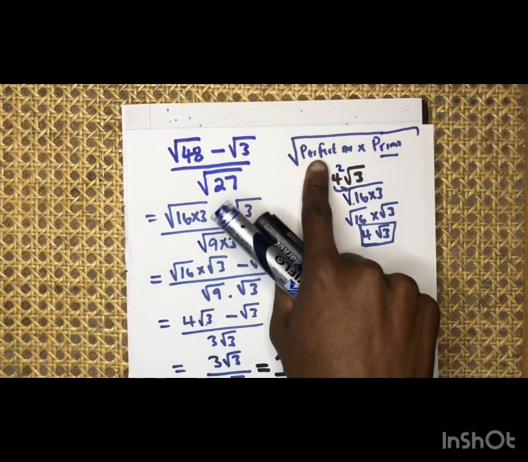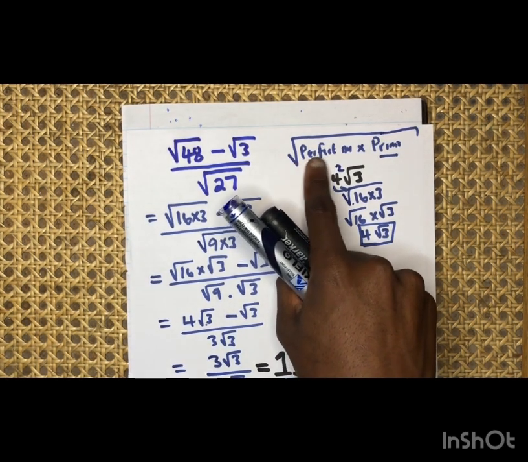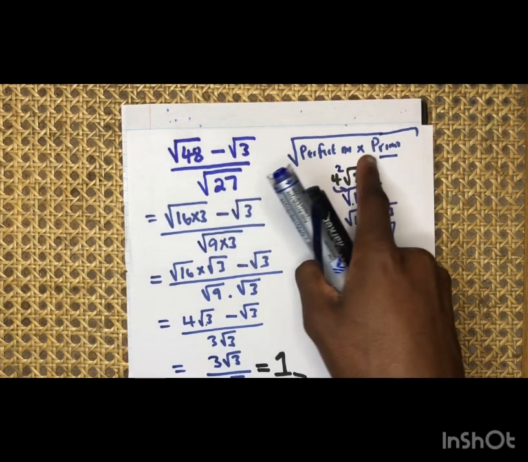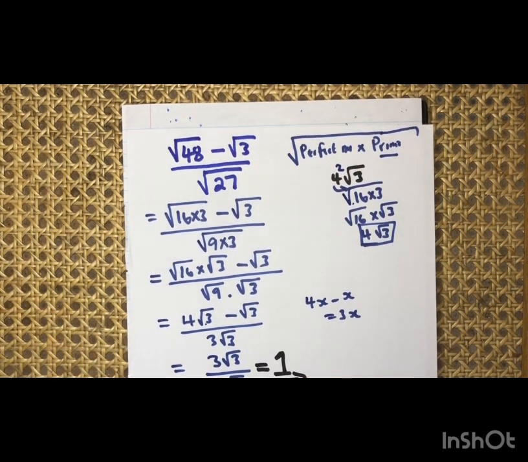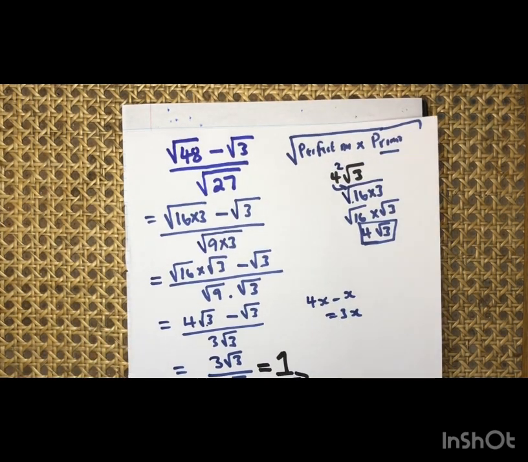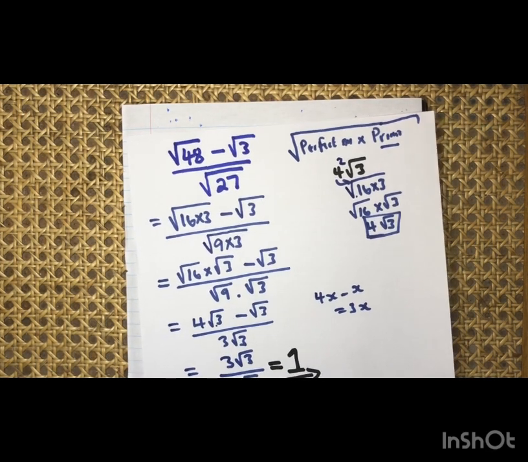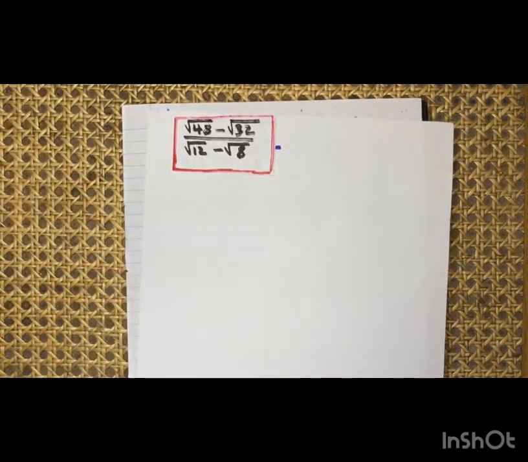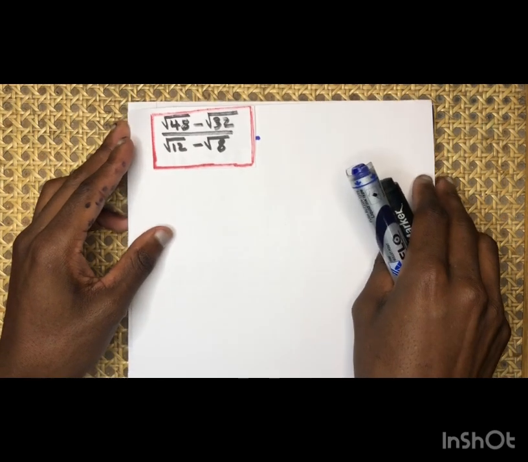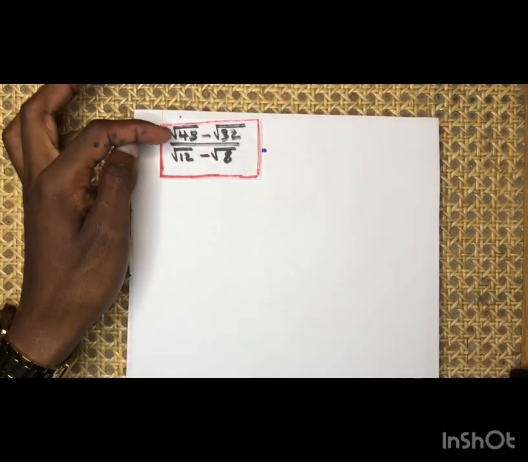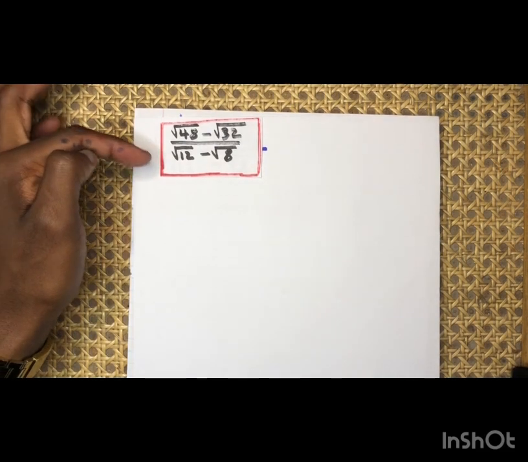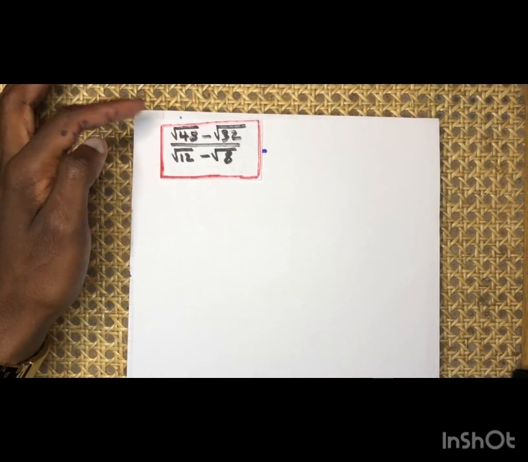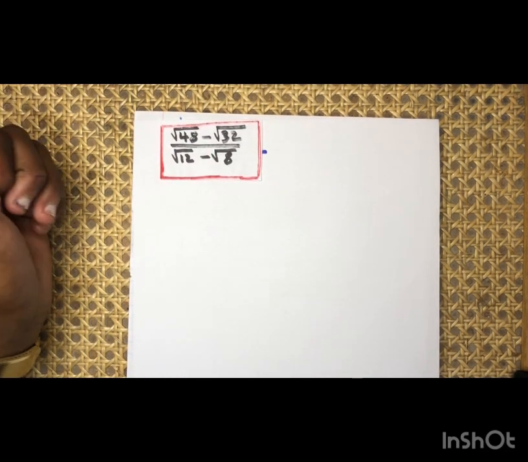This is easy. Just take this hint. It's a perfect square times a prime number. Then you will be fine. There's nothing that will trick you. So let's take the next question similar to this one we just did. So guys, we are simplifying again here. We have root 48 minus root 32 all over root 12 minus root 8.